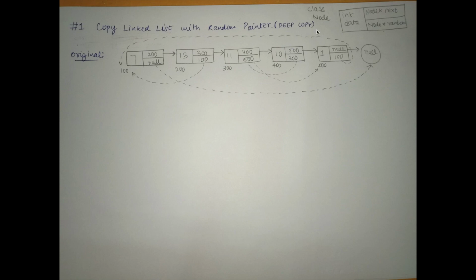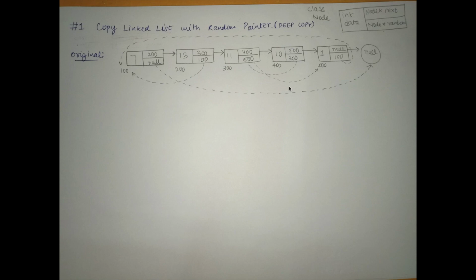First is random pointer. So we already know in a classic linked list node there are two things. One is the data and one is the memory address of the next node of the linked list, which is also referred to as next pointer. But for the purpose of this question, we have an additional pointer here. This is the random pointer, and the special thing about this pointer is it can point to any node of the linked list or it can point to null. So let's see an example here.